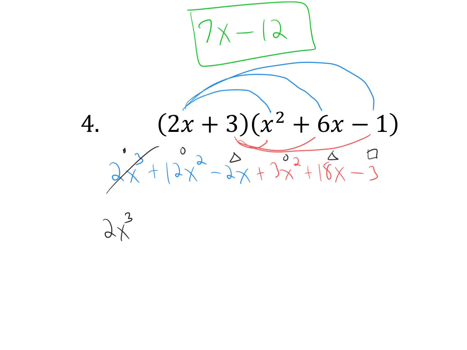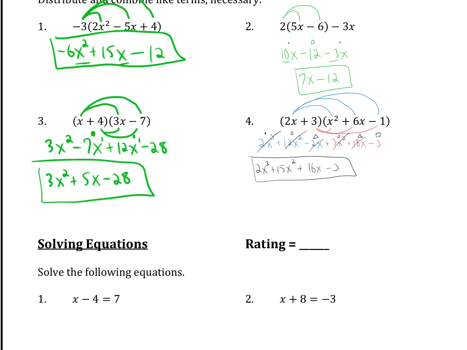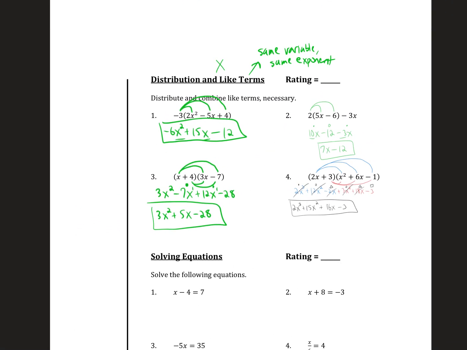Then we got 12x squared plus 3x squared. What's 12 plus 3 going to be? It's going to be 15x squared. Okay, remember you do not add the exponents when you add, only when you multiply. Then we got negative 2x plus 18x is going to be what? It's going to be 16x. Then we got minus 3. And that's our answer. All right, very cool. Make sure you give yourself a rating for that. See how you did?